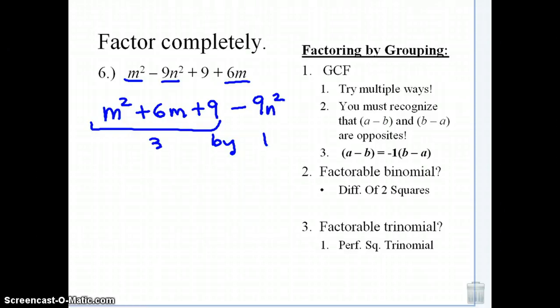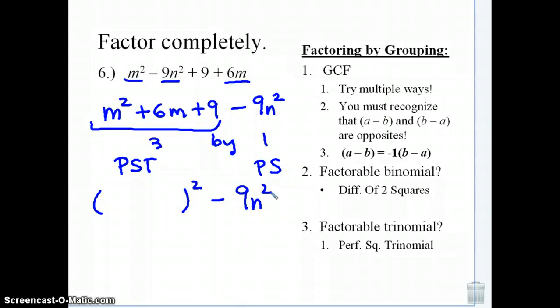Now when I'm looking at this, I have a perfect square trinomial, and I have a perfect square. So when I factor, I'm going to have a perfect square trinomial factoring here. Would anybody like to tell me what this is? Matt, what do you think? m squared plus 6m plus 9, m plus 3, quantity squared, and then I just dropped down the minus and the 9n squared. Now I have a difference of 2 squares, and I'd like you to finish.